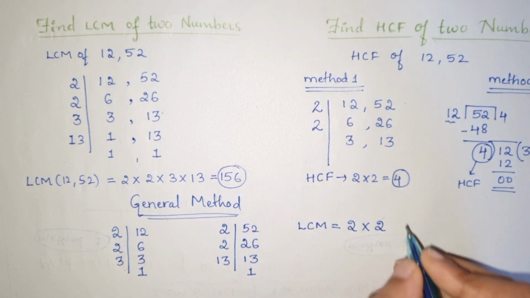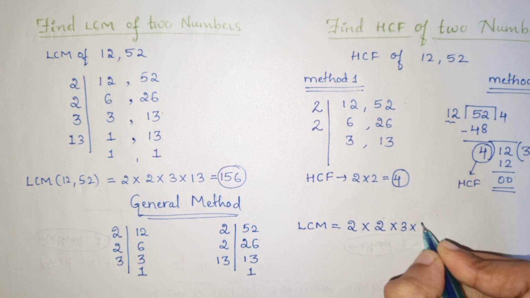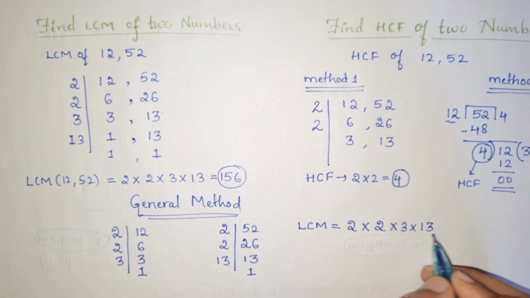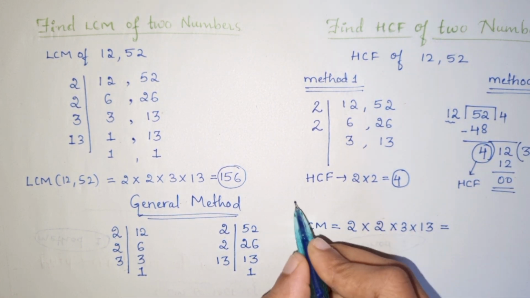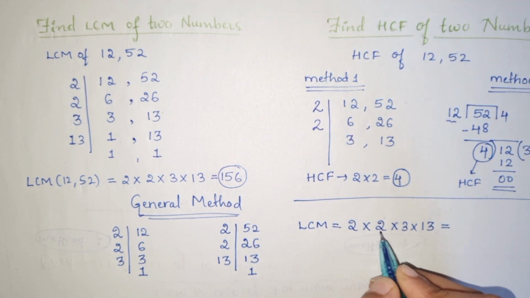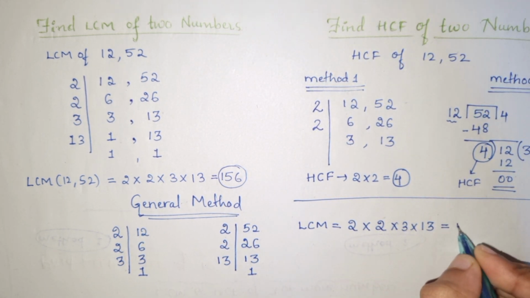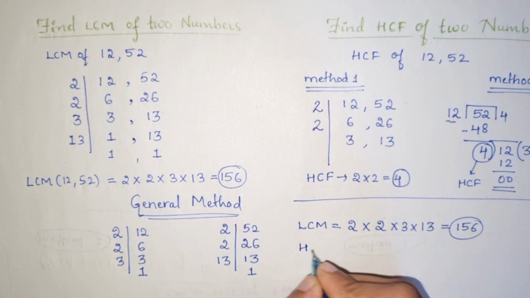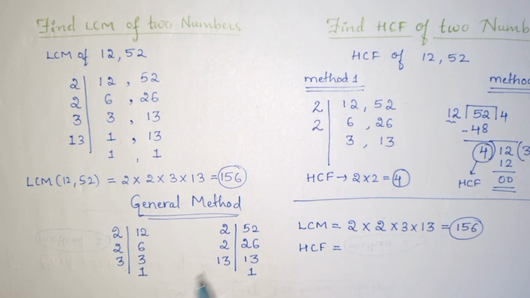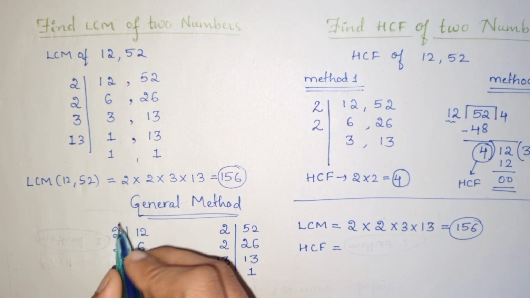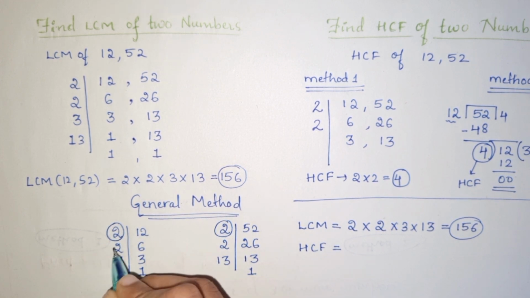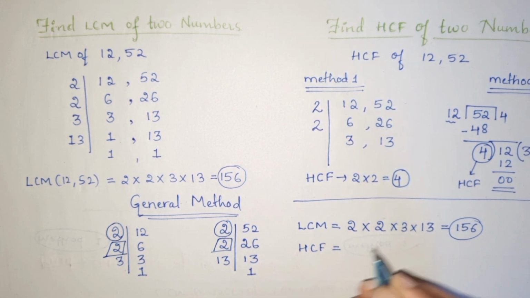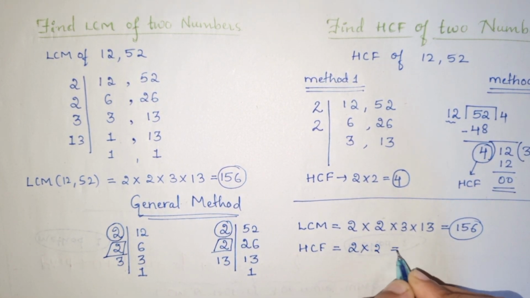Then 3 and 13 are only on either side, so we can write them as they are. So we'll multiply: 2 into 2 into 3 into 13, that is 156. So you will get the same answer, 156. Now if you need to find HCF, we only need to take the numbers which are present in both the columns. So 2, 2, 2 and 2. So it will be 2 into 2, that is 4. So I hope these methods are clear.